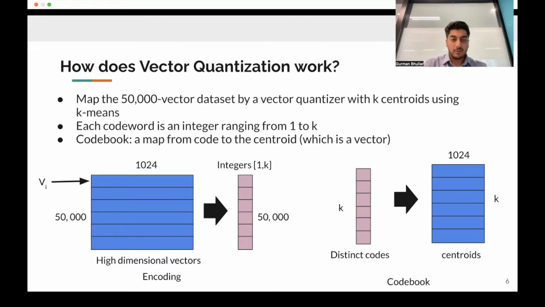Basically, we have reduced the amount of space required to represent 50,000 x 1024 points to just 50,000 x k, which is much less than the original size. And we have given distinct codes to these centroid values so that in case of decoding, we can decode them easily. Because in this step we have encoded it, and in the next step we're going to decode everything.